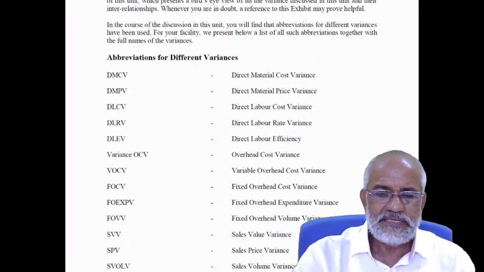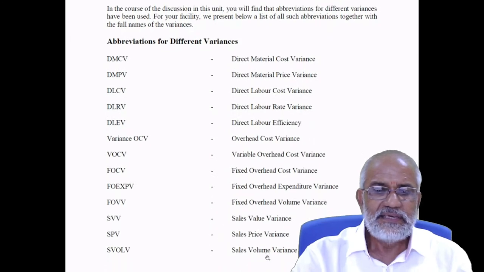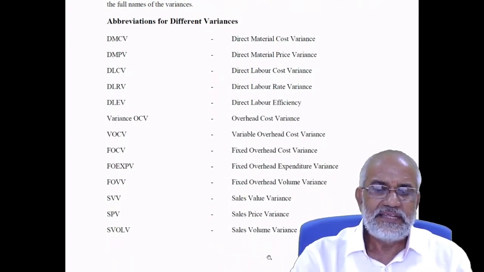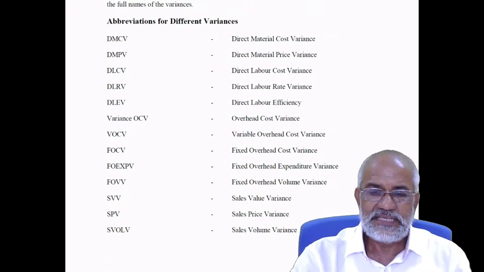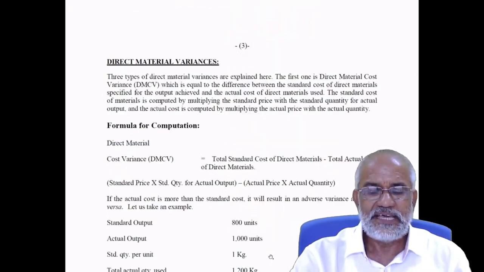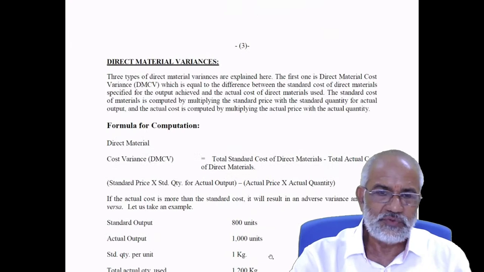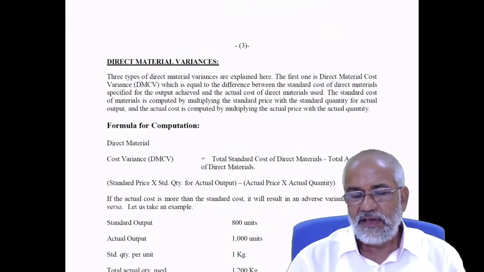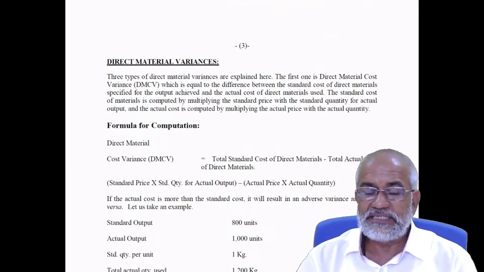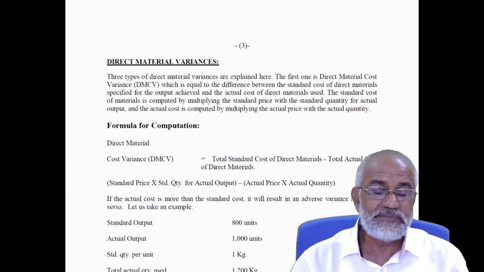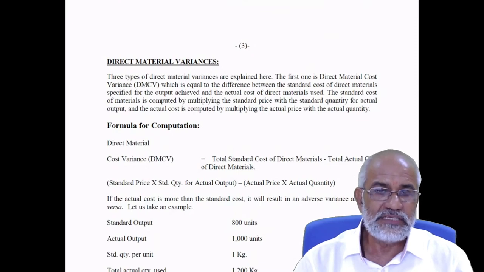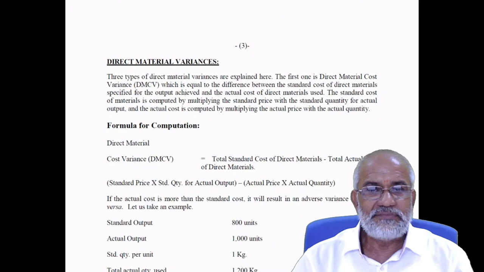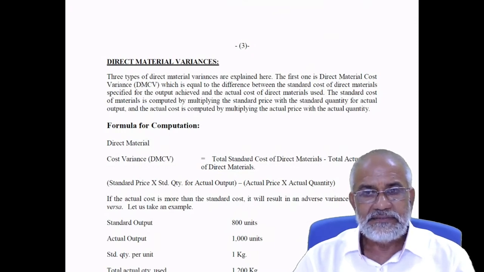Then SVV, sales value variance. Then SPV, sales price variance. Then SVOLV, sales volume variance. These are the major components used in this. The next is from the direct cost variance, the first component is direct material variance because the material component is the major component in the cost. Three types of direct material variances are explained here.